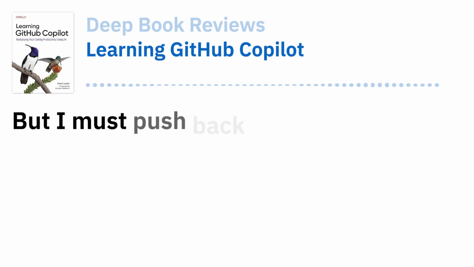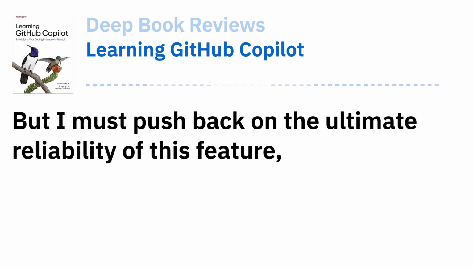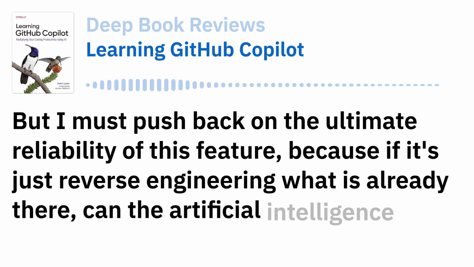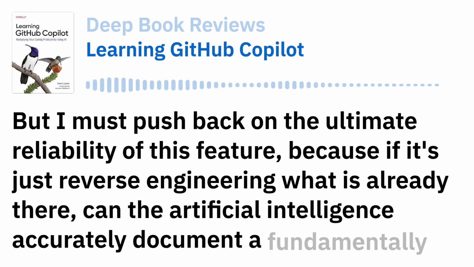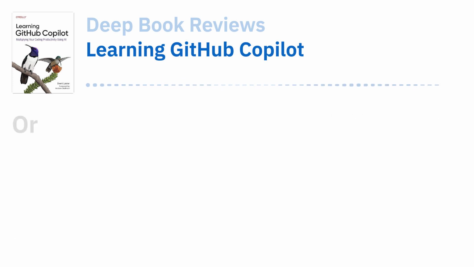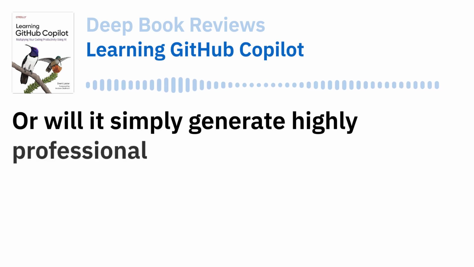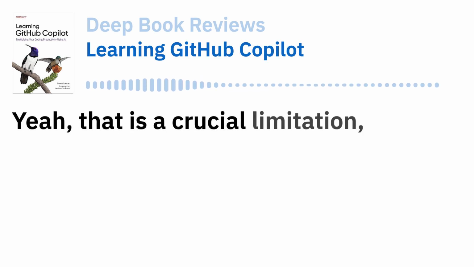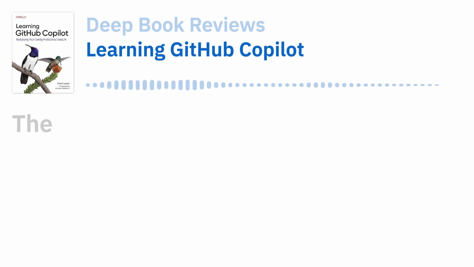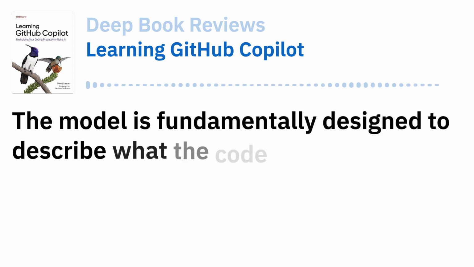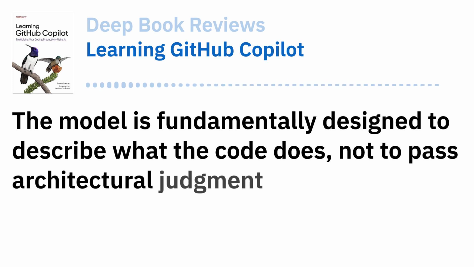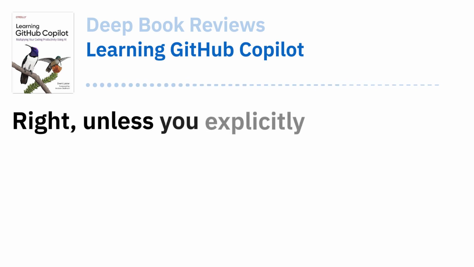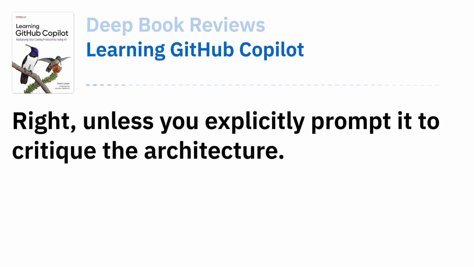But I must push back on the ultimate reliability of this feature, because if it's just reverse engineering what is already there, can the artificial intelligence accurately document a fundamentally flawed architectural pattern? Or will it simply generate highly professional-sounding rationalizations for incredibly bad code? Yeah, that is a crucial limitation, and every developer needs to acknowledge it. The model is fundamentally designed to describe what the code does, not to pass architectural judgment on whether the code is optimally designed. Unless you explicitly ask it to. Right, unless you explicitly prompt it to critique the architecture.